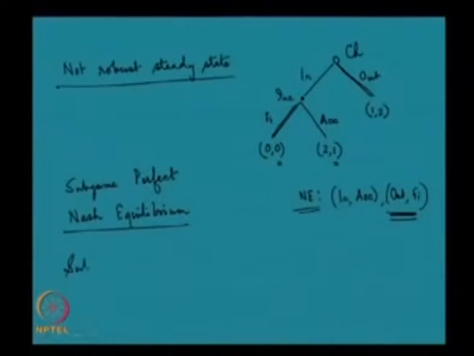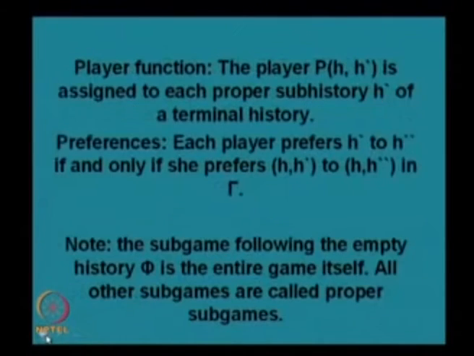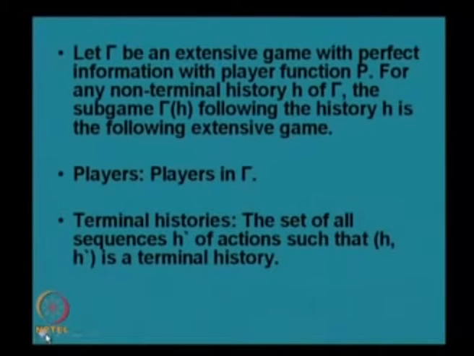To define this new concept of equilibrium, which is a little bit more than the idea of Nash equilibrium, let us first define what is a subgame. So, we have to define what is a subgame of a game, and once we have defined what is the subgame of a game, then we have prepared the ground to define what is a subgame perfect Nash equilibrium. So, let me go to the definition. This is the definition. Let gamma be an extensive game with perfect information with player function P.